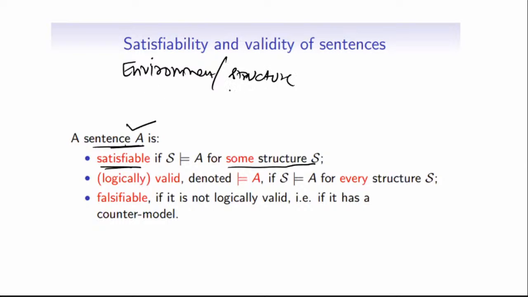What is the definition of satisfiability? If you have a formula A, it is satisfiable if for at least one structure, this formula A is true. It means there exists at least one environment which will make our formula true. So there exists at least one structure which is a model. That is the definition of satisfiability.